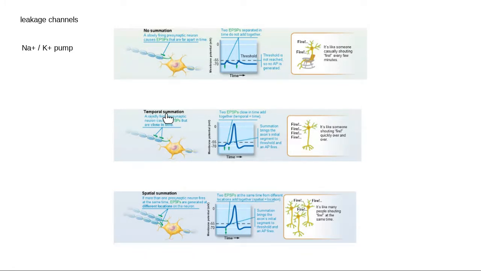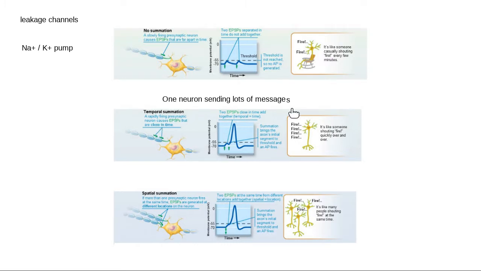Temporal summation. One neuron sends the message repeatedly or really close together in time. So if you think about temporal, that relates to time. With temporal summation, here's an important idea: temporal summation is one neuron sending lots of messages. Messages, plural. One neuron sending lots of messages.